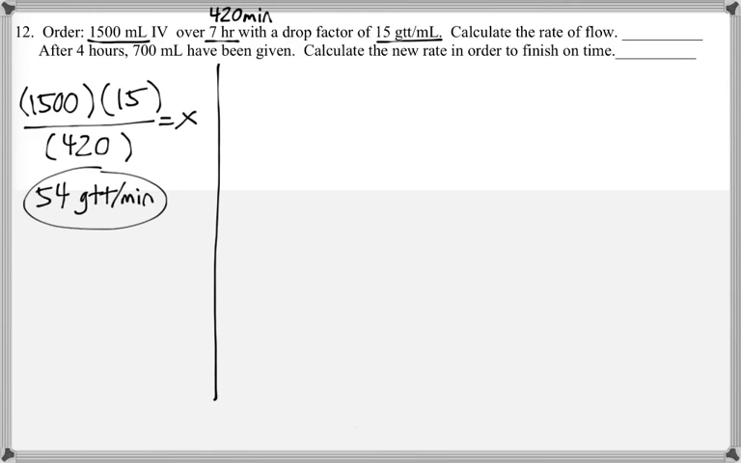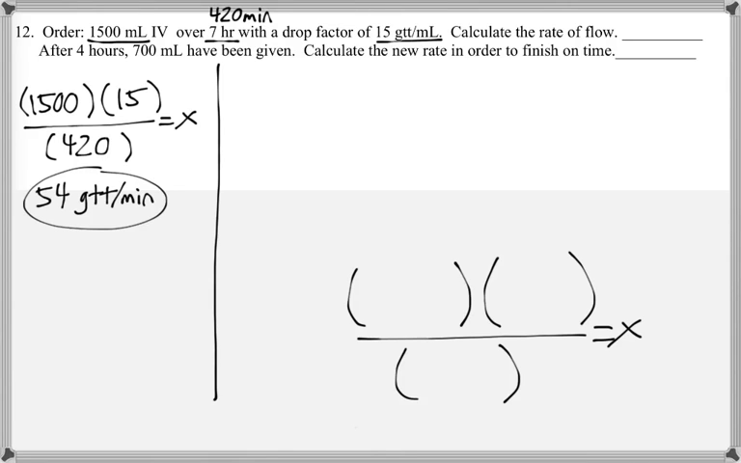So now looking at the new rate, we're still using the formula, and we're still using the 15 GTT per milliliter. But I need to find out how much time is remaining as well as how much is left in the bag. So how much time is left and how much is remaining in the bag.